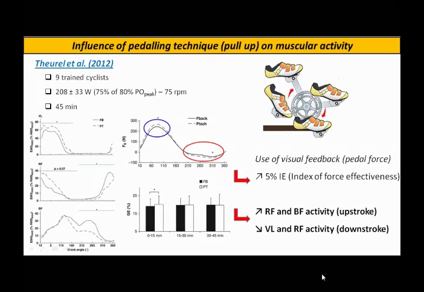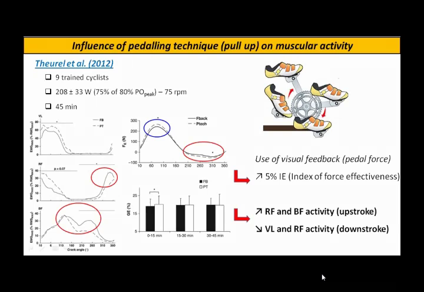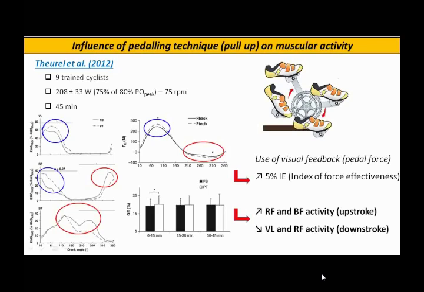The pull-up movement can be developed if cyclists receive visual feedback about the pedal force production. In this study, the authors have shown that the index of force effectiveness can increase slightly. This change can be related to the increase of muscular activity of rectus femoris and biceps femoris during the upstroke, and to a decrease of vastus lateralis and rectus femoris activity during the downstroke.